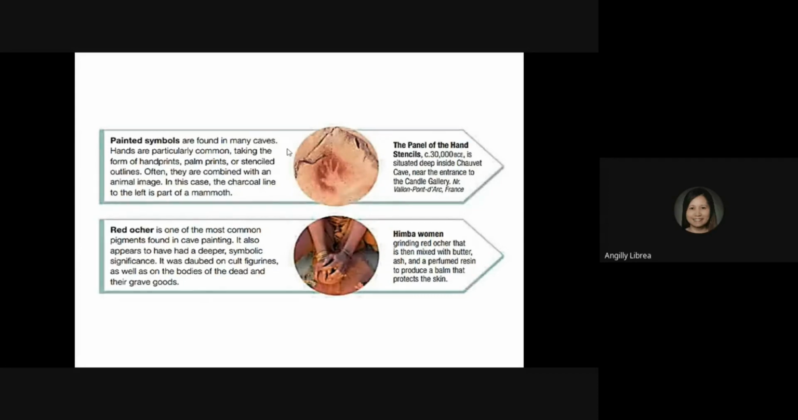To begin, you have painted symbols. These are found in many caves. Hands are particularly common, taking the form of handprints, palm prints, and stenciled outlines. Often they are combined with an animal image. In this case, the charcoal line to the left is part of a mammoth. This is entitled The Panel of the Hand Stencils.